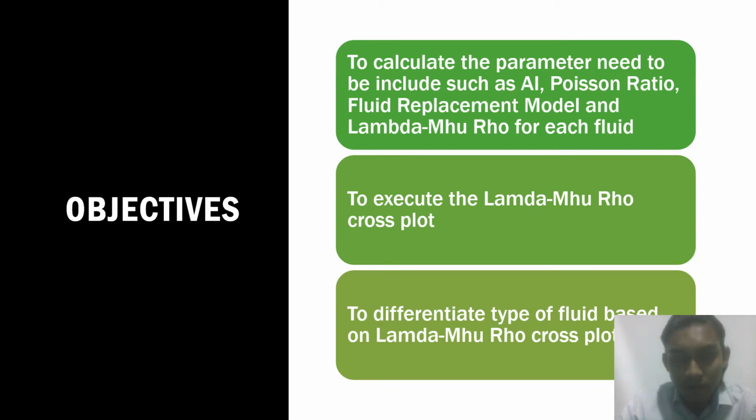For the objective, we have three main objectives. The first one is to calculate the parameters needed, which are AI, Poisson ratio, fluid replacement model, and Lambda-Rho for each fluid. The second one is to execute the Lambda-Mu-Rho crossplot. And lastly, we will differentiate the type of fluid based on the Lambda-Rho crossplot.